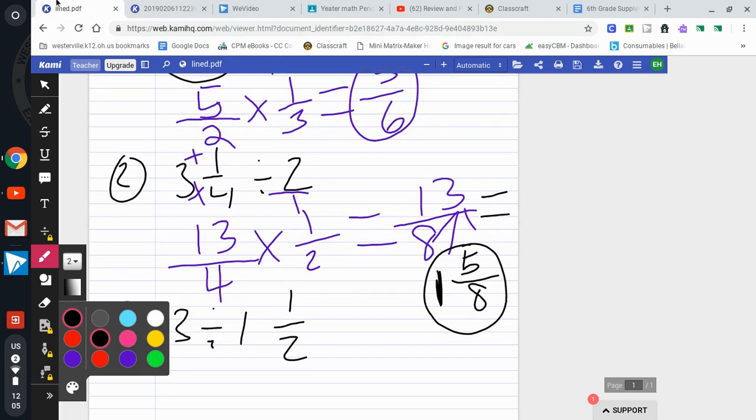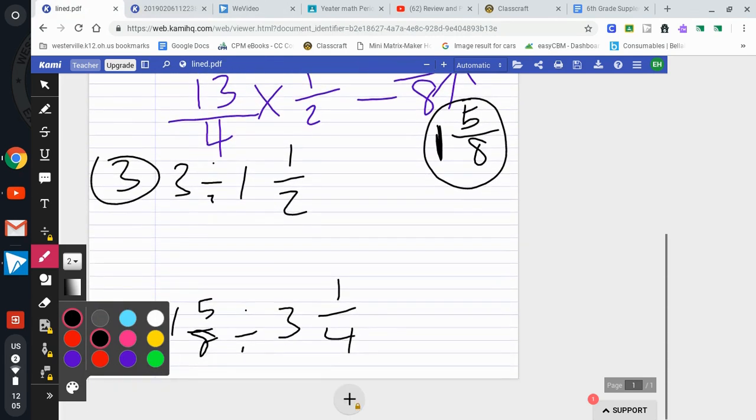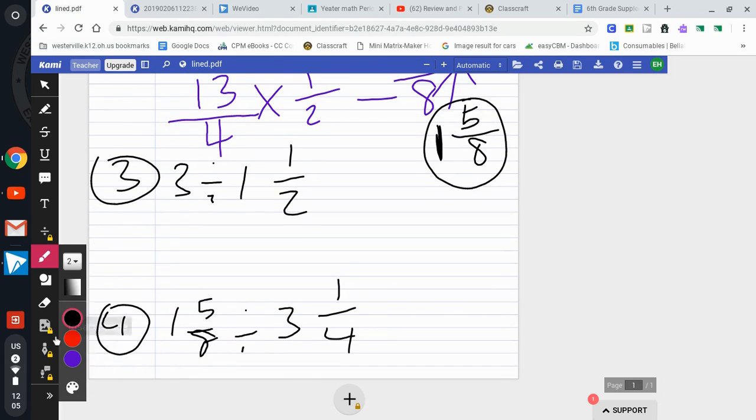So, skipping down, we have 1 5/8 divided by 3 1/4. So again, we're going to multiply 8 times 1, and we're going to add 5. So 8 times 1 is 8, plus 5 is 13, like we did earlier. So we have 13 over 8.